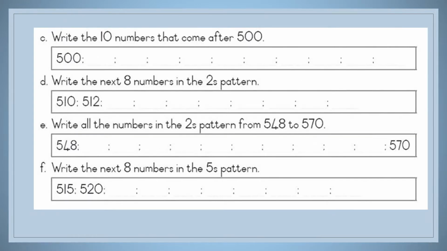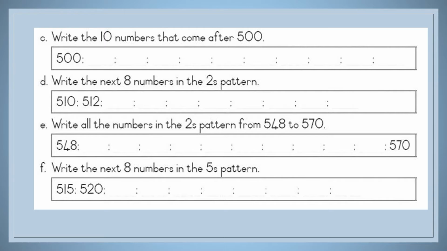And same on page 15, you are going to use the number grid to help you fill in the number patterns. Remember, we did this in term 2. So the first one says write 10 numbers that comes after 500. So 10 numbers after 500 will be 500, 501, 502, and you carry on.